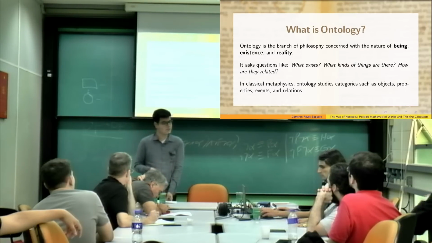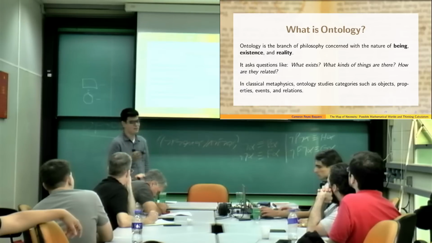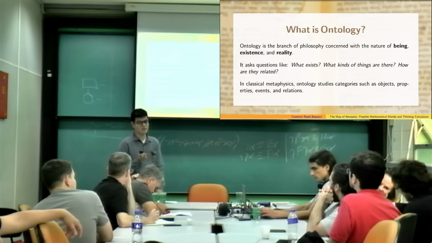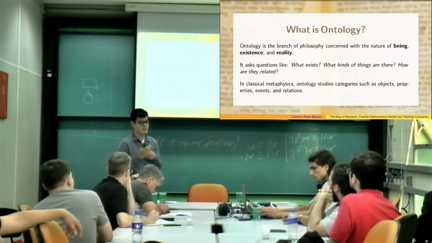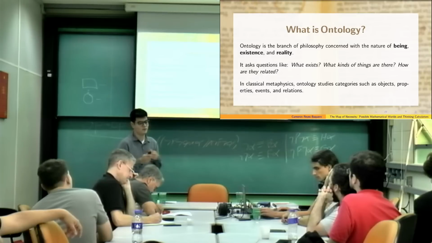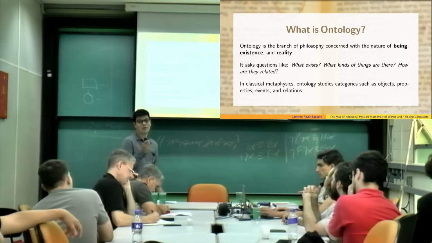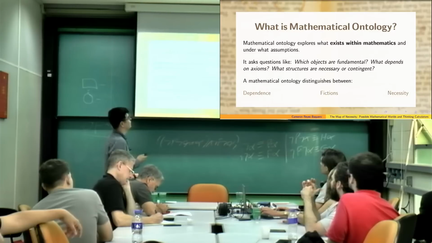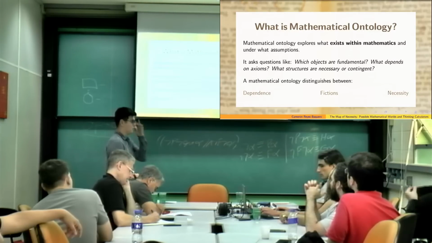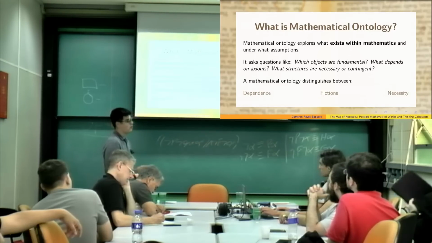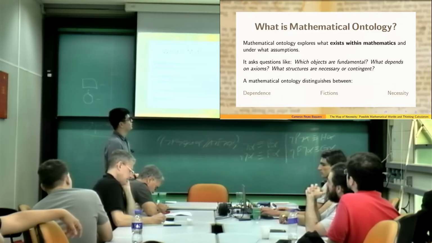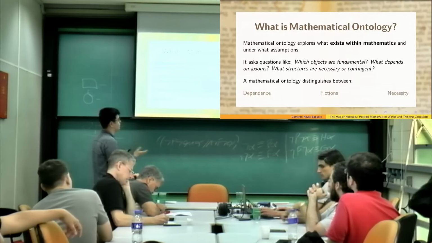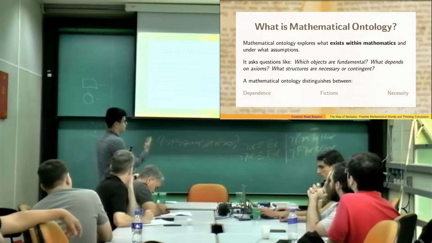First, to understand this, let's go over what ontology is. Maybe you here know more about ontology than me, but ontology is just the study of the being of objects: what kind of objects exist, the properties of the objects, and what interaction they have with each other. So here, we're going to extend this to mathematical ontology, that is, what kind of objects exist in mathematics and what the properties of these objects are. And the funny thing is that in mathematics we have dependence, fictions, and necessity with each object.